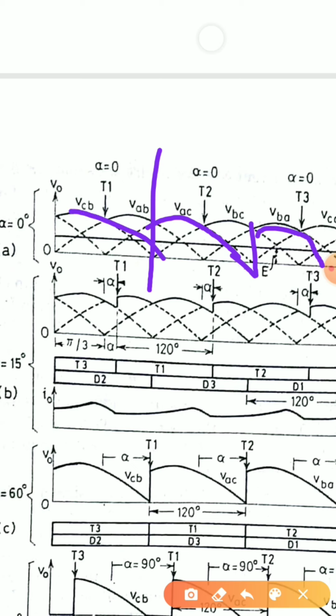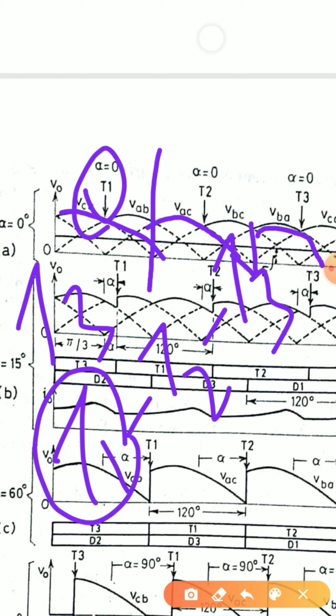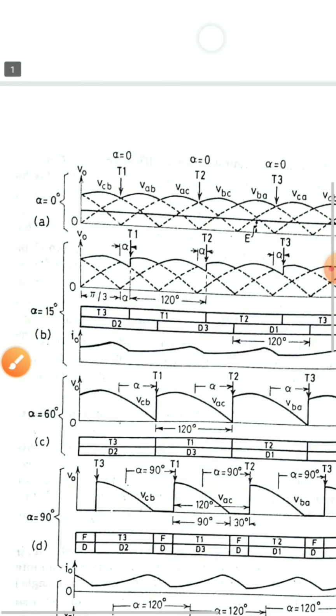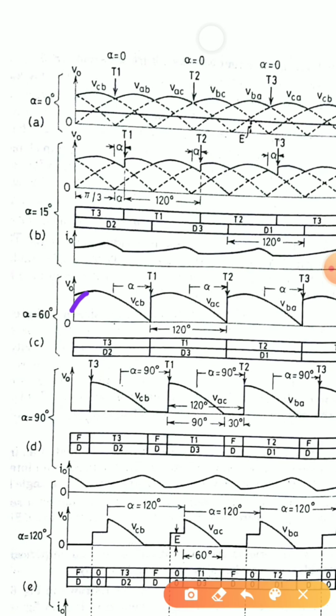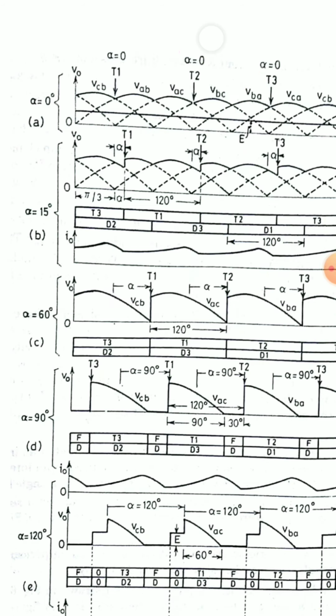The sequence T1, T2, T3 is followed. Before T1 maybe there was some T3, so this is because of the previous T3. This is the output waveform that I am getting. Clearly we can see here that T1 is conducting, T2 is conducting, T3 is conducting. Here I am getting only one peak, but in the previous cases I was getting two peaks. So these are the two different scenarios.